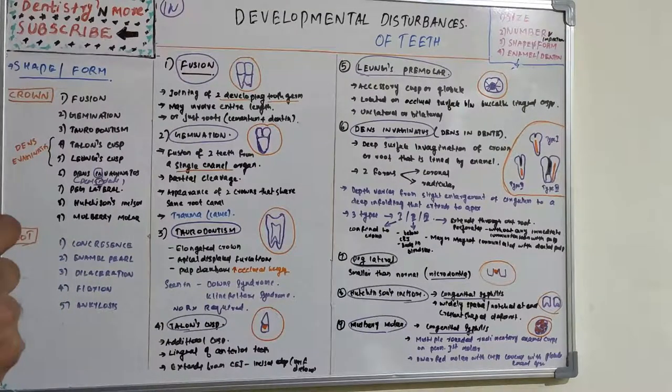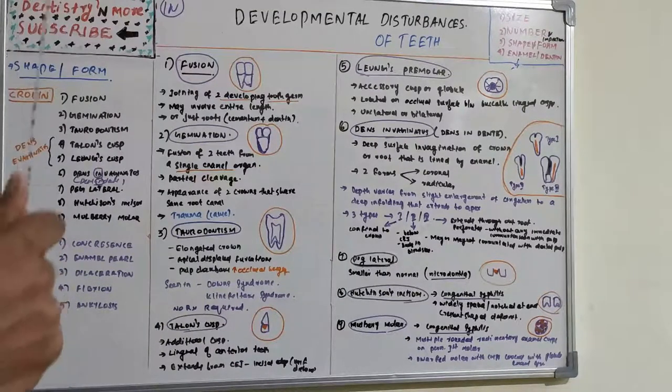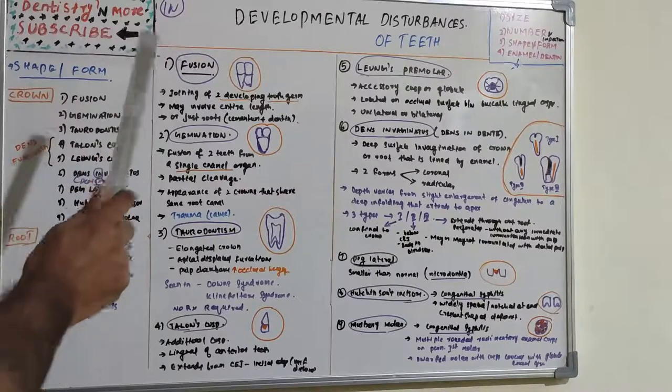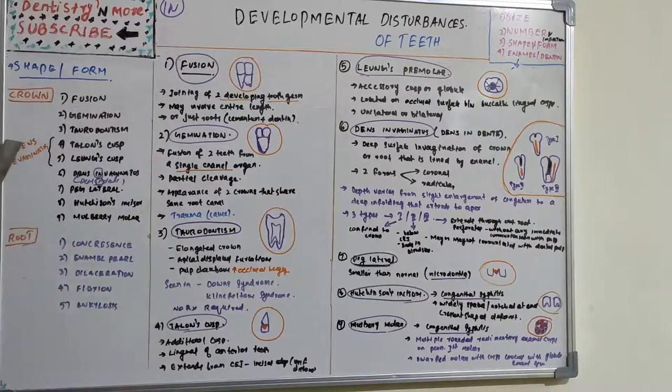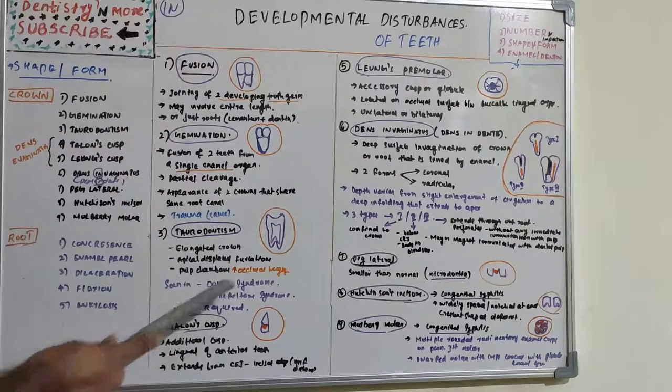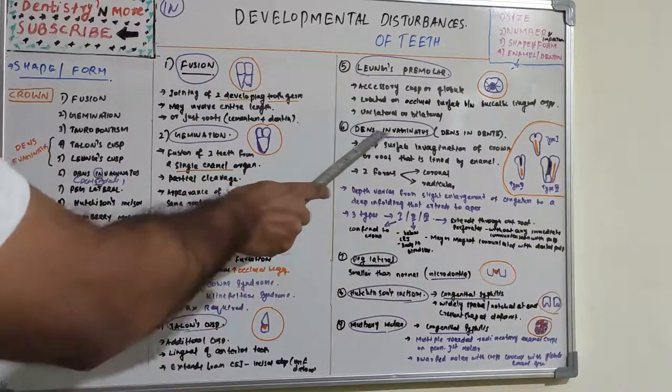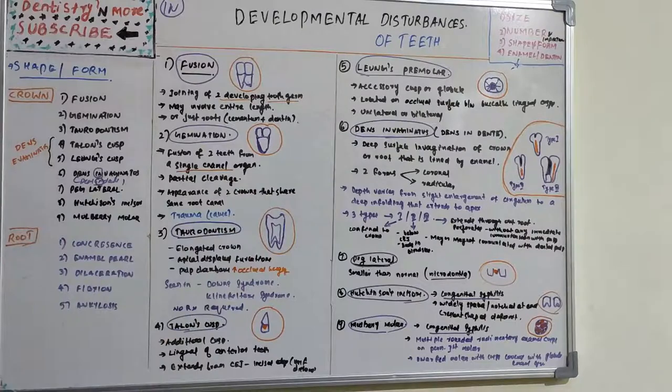So that's all about developmental disturbances of the crown, that is regarding shape or form. We learned fusion, gemination, taurodontism, dens invaginatus. Talon's cusp and Leung's premolar come under dens evaginatus, then dens invaginatus or dens indent, peg lateral, Hutchison's incisors, mulberry molars. So fusion is fusion of crowns.